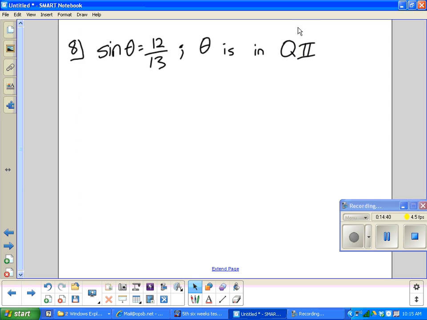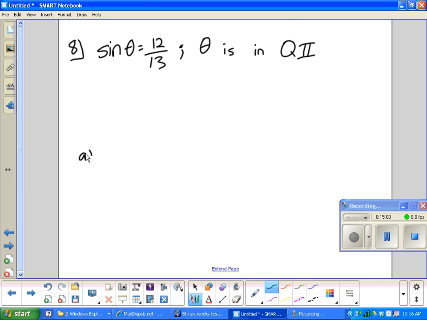Now, let's look at number 8. Y'all be quiet. Look up. In this case, they just give you this information, and they want you to find all 3 double angles: sine 2 theta, cosine 2 theta, and then tangent of 2 theta. Now, let's start off with sine 2 theta, since that's part A.